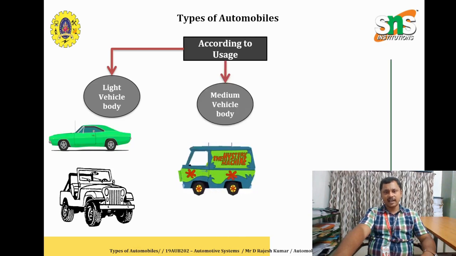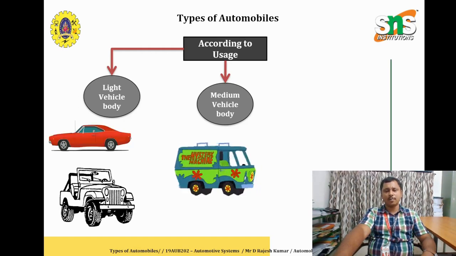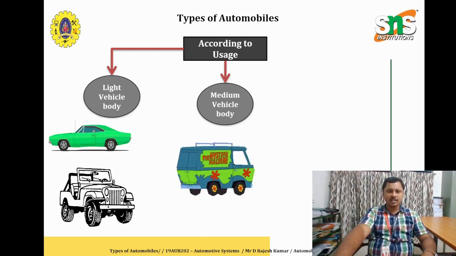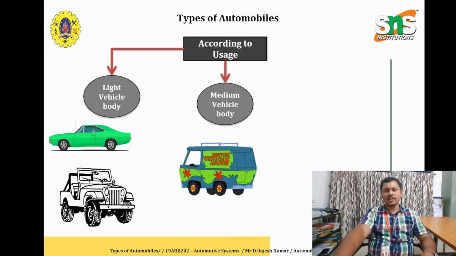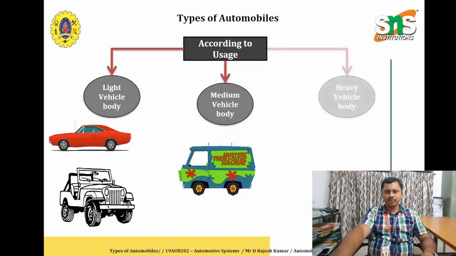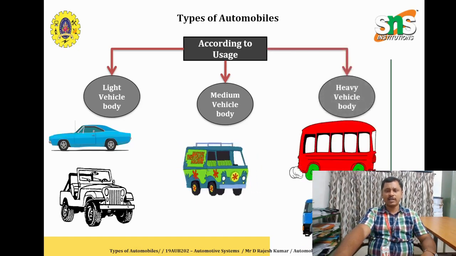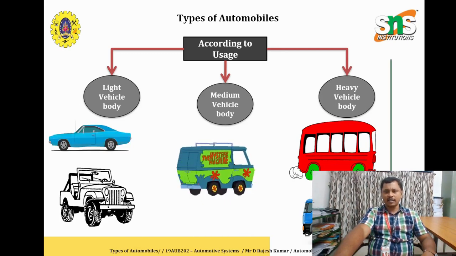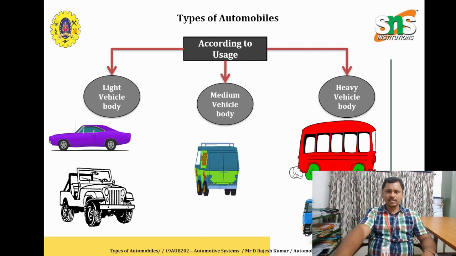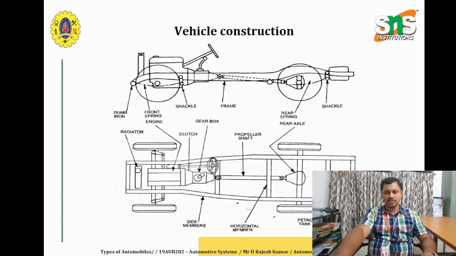The second is the medium vehicle body. You can see here the minivan. So this comes under the medium vehicle body. So the small buses, the mini buses or vans come under the medium vehicle body. The third type is the heavy vehicle body, and you can see here the trucks and lorries all come under the heavy vehicle body. So these are the three types of automobiles according to the body construction.